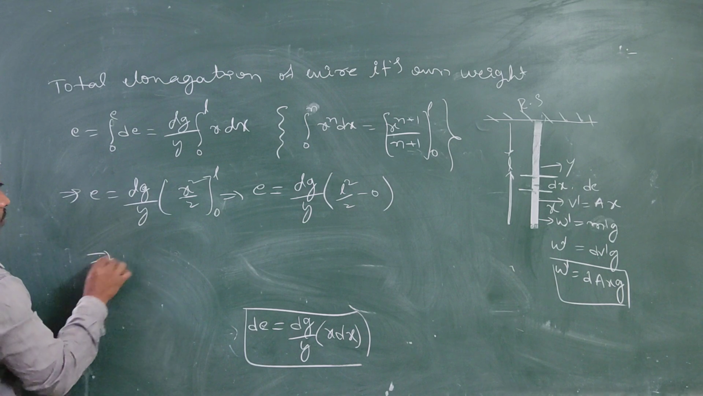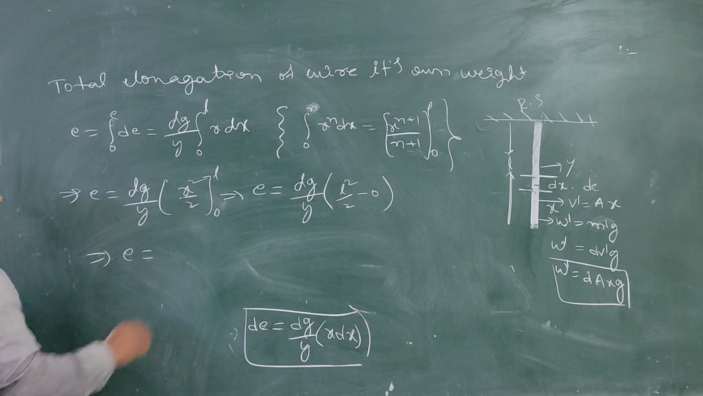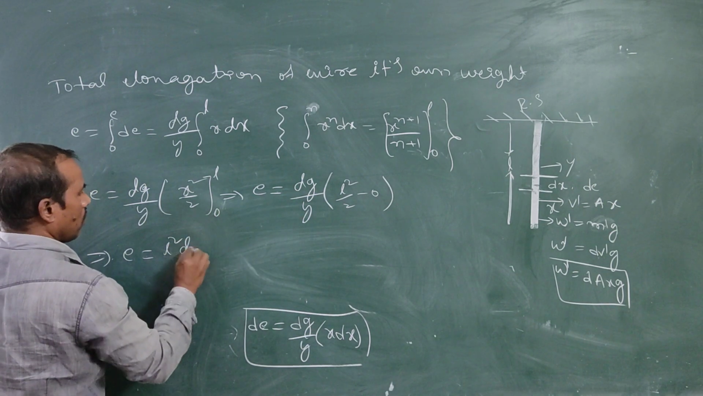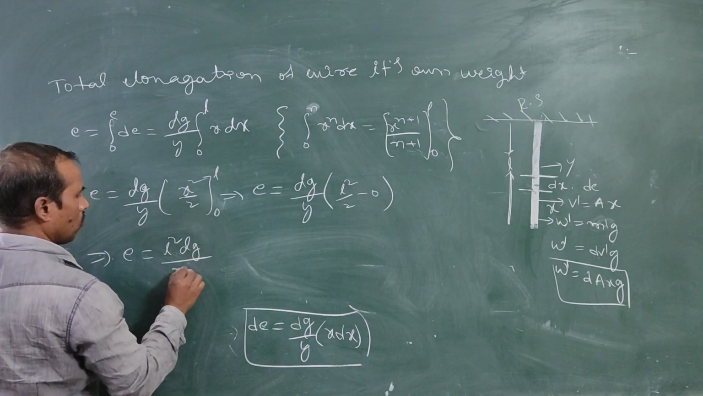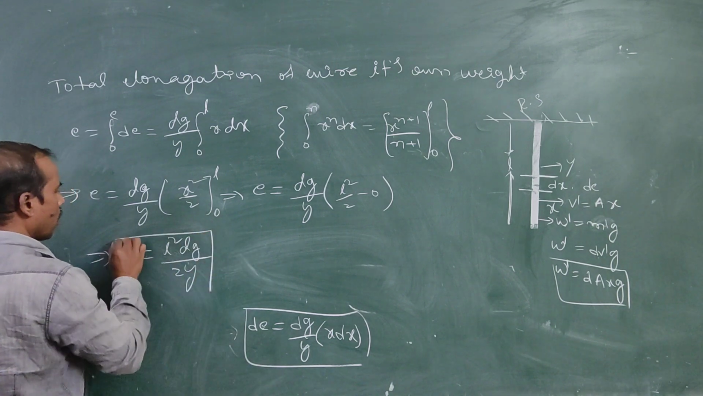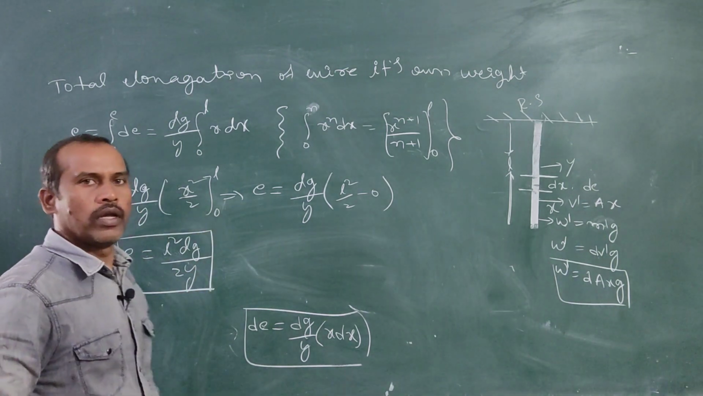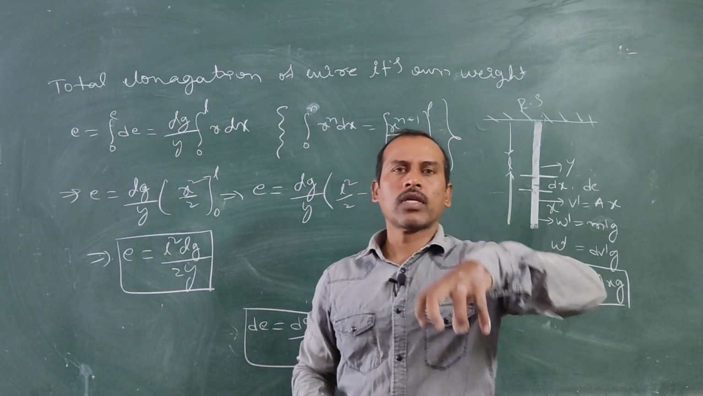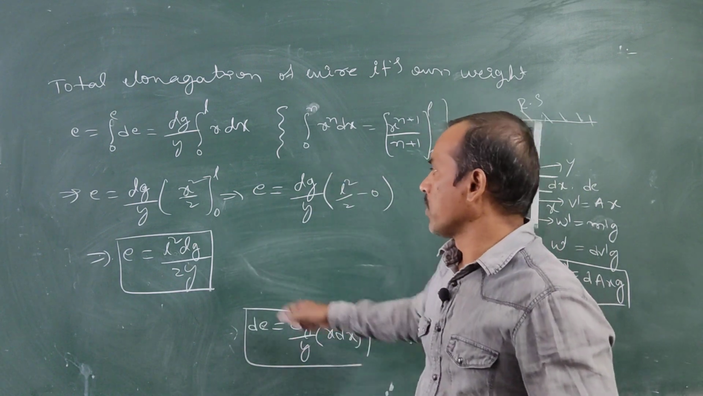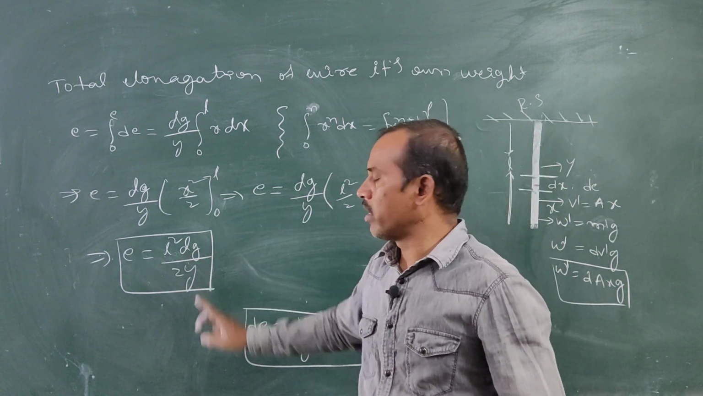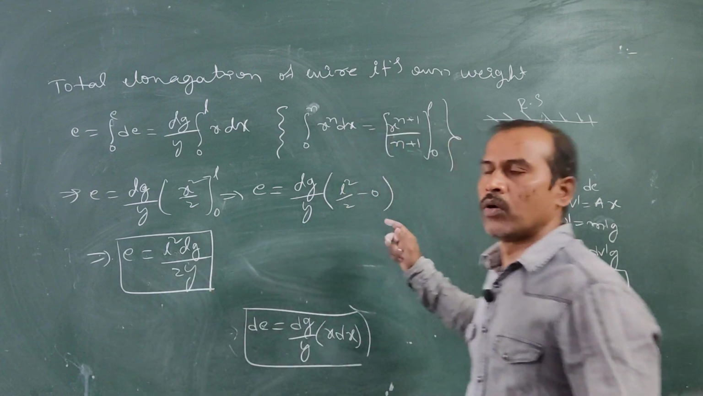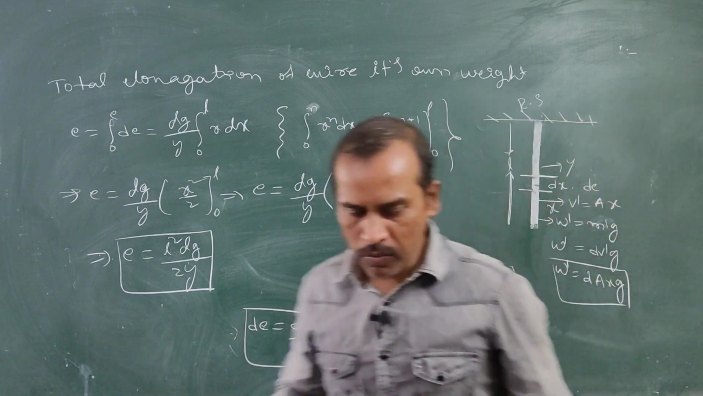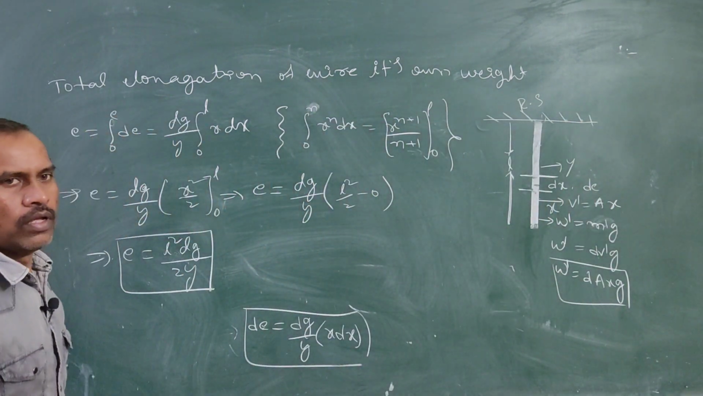Now finally, the total elongation in the wire due to its own weight is equal to L squared dg by 2Y. This is the total elongation in the wire due to its own weight. The elongation of the wire due to its own weight is E equal to L squared dg by 2Y. This is the equation for the elongation of the wire due to its own weight. For example, we can also state this in another way.